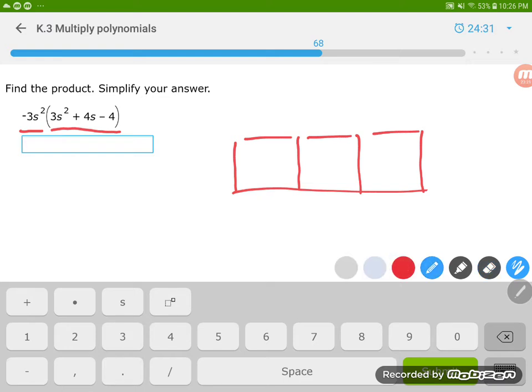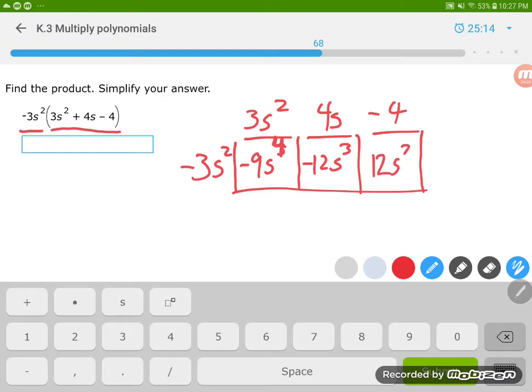And then you can write your terms in: negative 3s squared, and 3s squared, 4s, minus 4. We write our terms in, and then we can go ahead and multiply. So we get negative 9s to the power of 4. And then we have negative 3s squared times 4s. That's going to be negative 12s cubed. And then we have negative 3s squared times negative 4. That will be positive 12s squared.